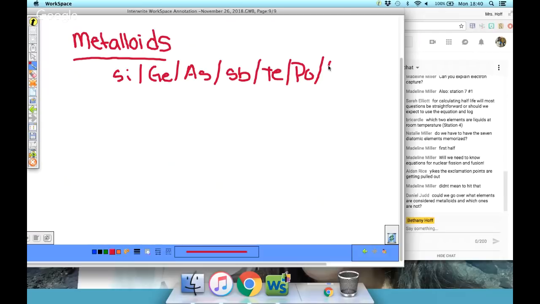Astatine and polonium are kind of a little weird. They are debated on whether or not they're metals or non-metals or metalloids. You can keep those as either one. I would not really require you to know those. These ones right here are definitely metalloids. Everything to the right of these would be considered non-metals. Everything to the left of those would be metals.